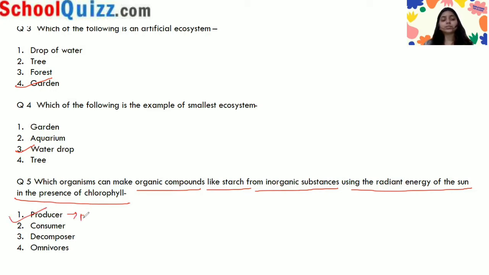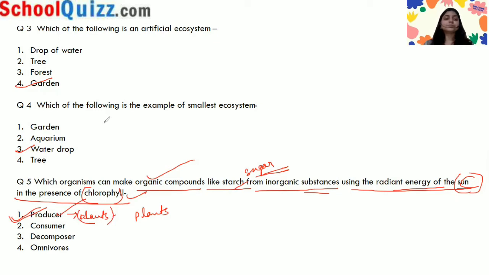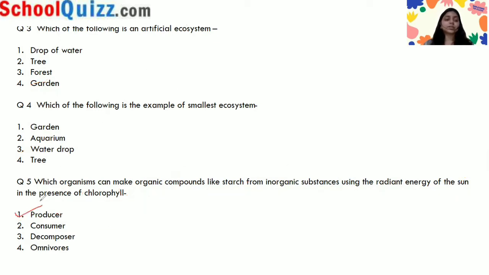And in the producer, what comes? Plants. In the photosynthesis process, the plant uses the radiant energy from the sun, and in the presence of chlorophyll, they make organic compounds like starch and sugar from the inorganic substances. So the answer will be producer. When plants are in the options, you can easily find out the answer. But here the options are producer, consumer, decomposer, and omnivores, so you might be confused. So remember, the organisms that make organic compounds like starch from inorganic substances using the radiant energy of the sun in the presence of chlorophyll are producers, and in the producers, the plants come. So the answer of question 5 is producer.